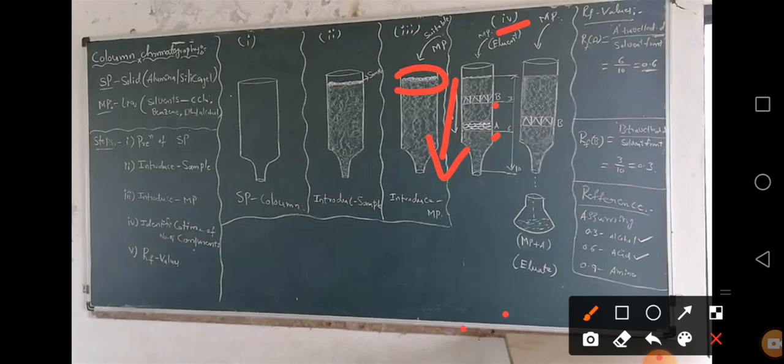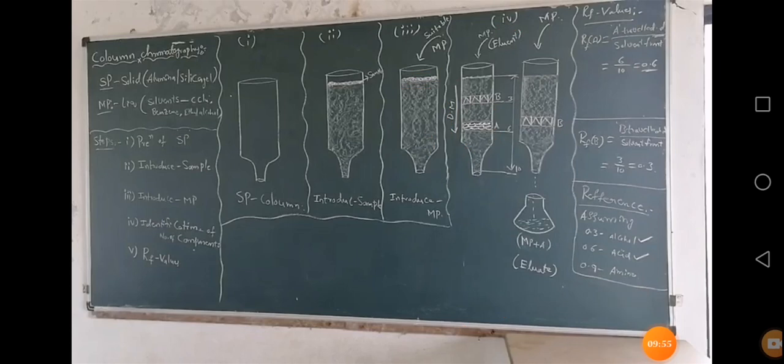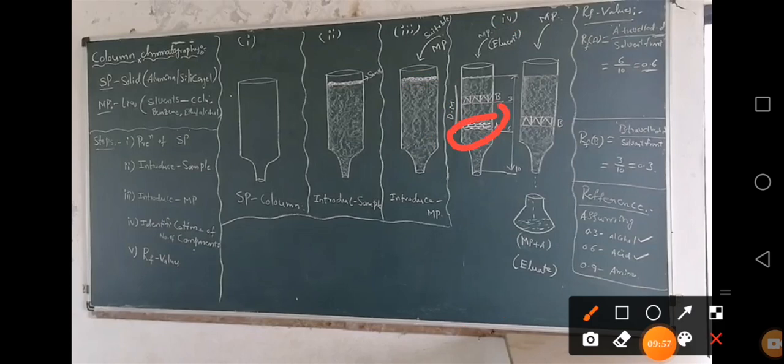The component which is adsorbed weakly on the surface of the column can move fast. That is nothing but A here. A is adsorbed very lightly on the surface of the column, so it is moving very fast.